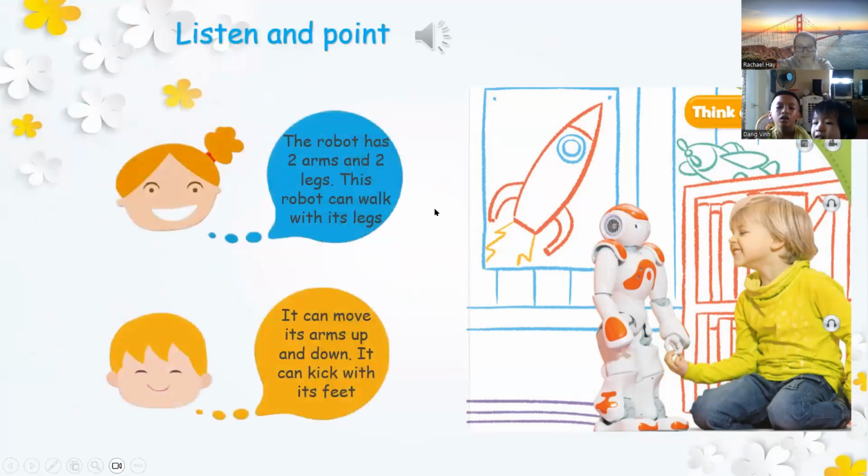Okay, read this. The robot has two arms and two legs. This robot can walk with its legs. Very good. This can move. Can go. It can fish. Good.